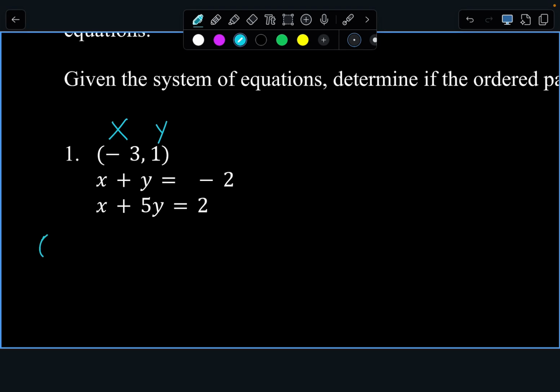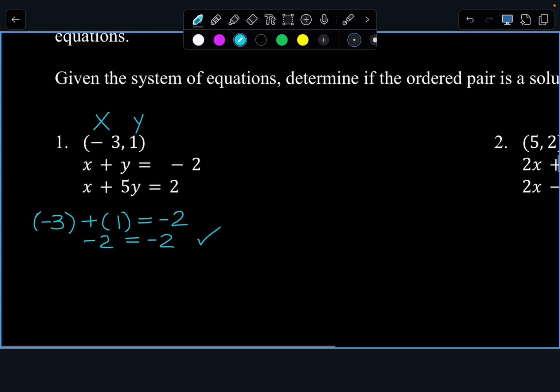So for the top one, we have -3 plus 1 equals -2. -3 plus 1 is -2. So that is true. And we want to try it for the bottom equation as well.